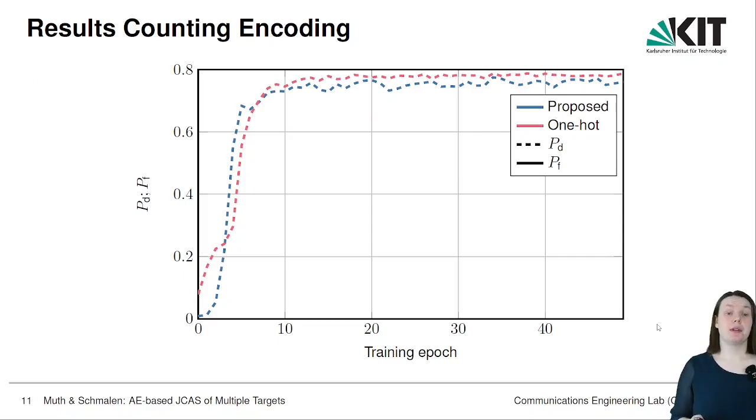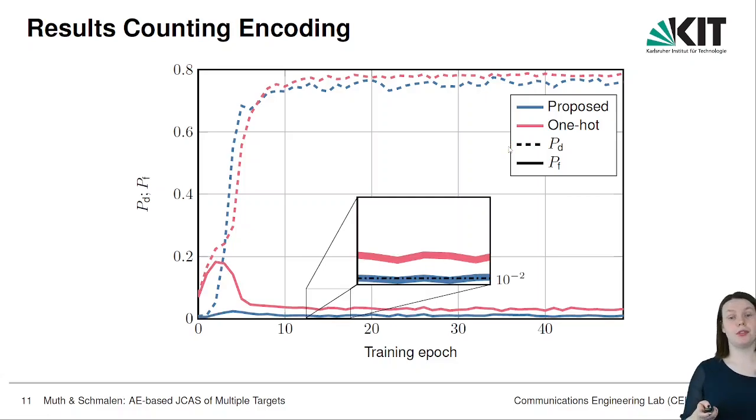And this is the result of this simulation. As you can see, our proposed counting encoding detects a little bit worse during training, so this is a during-training curve, and the one-hot is a little bit better here. But what really is interesting for us is our false alarm rate. This really nicely keeps to the targeted value of 10 to the power of -2 for our counting encoding. And for our one-hot encoding, at the beginning we get this really large peak.